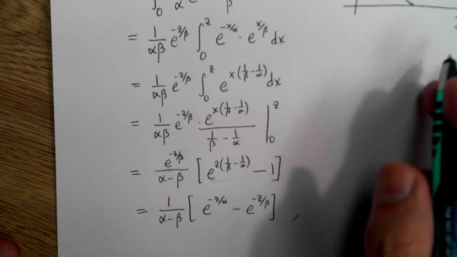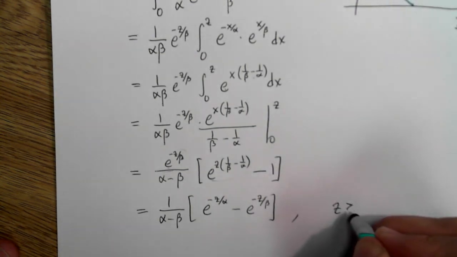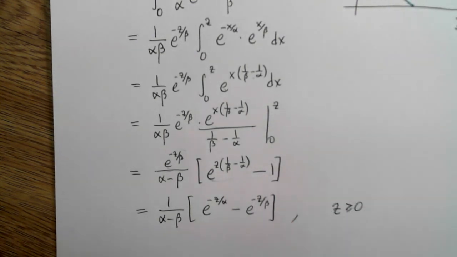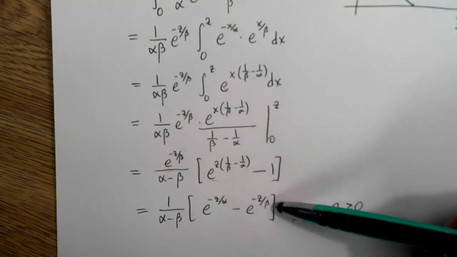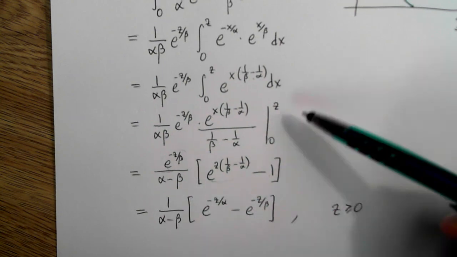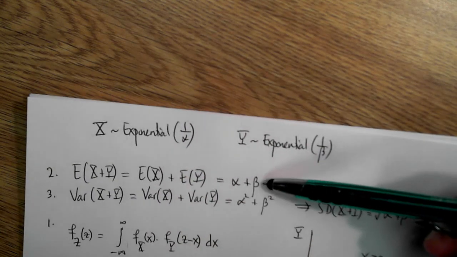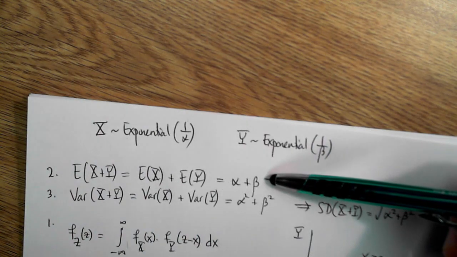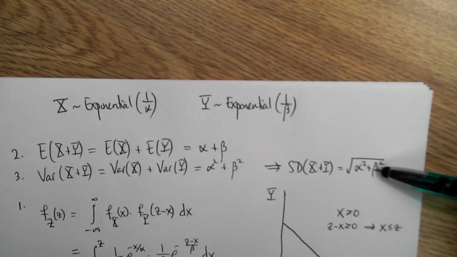And this works. X is positive, Y is positive, so the sum must also be positive. So Z must be greater than or equal to 0 for this to work. Now, hypothetically, if you take the expected value of this and find the expected value of Z squared and so on, you will match that the expected value of the sum is equal to alpha plus beta, and the standard deviation of the sum works out to be the square root of alpha squared plus beta squared.